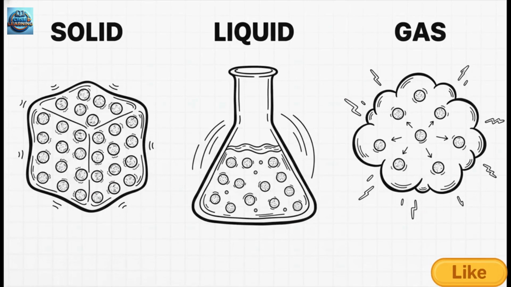But hang on. As we just saw with the brick and the cloud, matter obviously doesn't always look or feel the same. And that's because it shows up in different physical forms. We call them states. And I bet you already know the big three: solids, liquids, and gases.